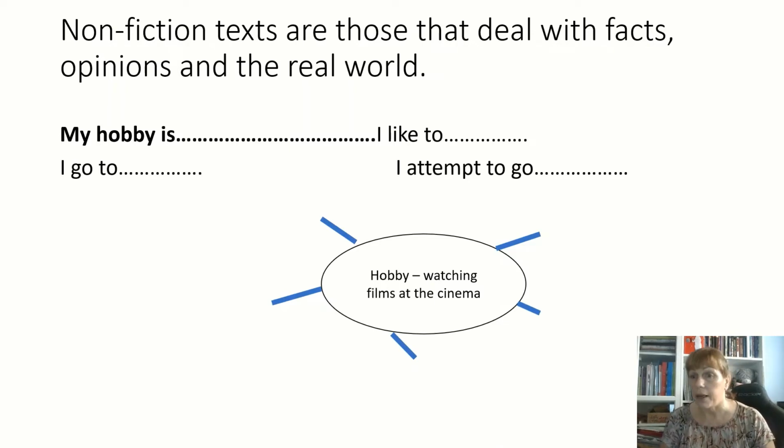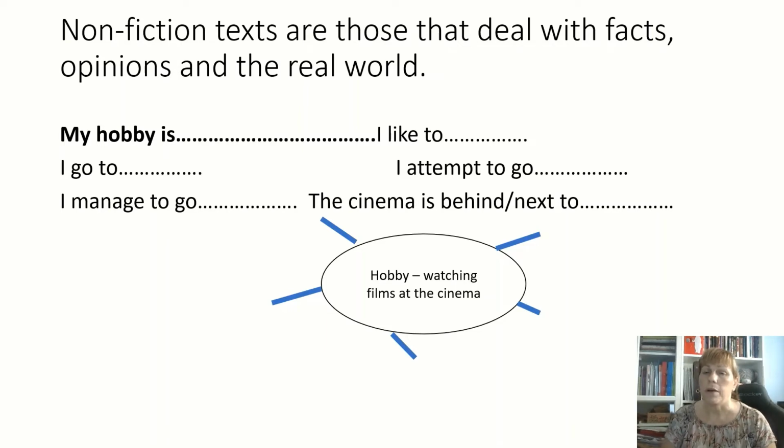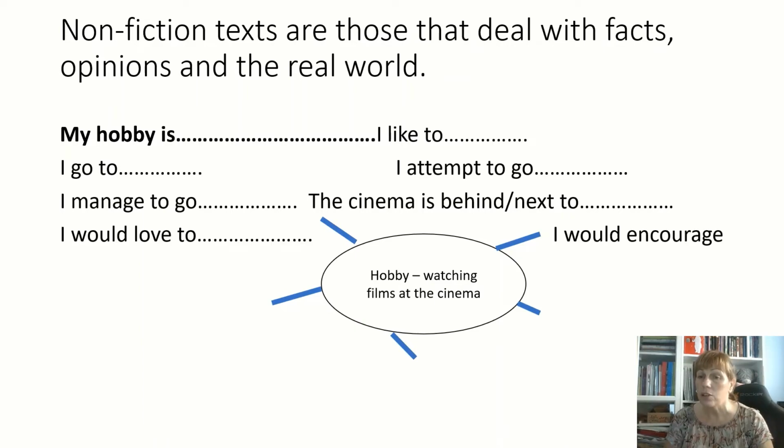But maybe that doesn't happen. So I might say, I manage to go. I manage to go once a month. You also need to write about the cinema itself. Where is the cinema? Is your cinema in London, Birmingham, Sheffield, Newcastle, your local town? Whereabouts is that? Where is the building? Is it close to the shops, behind the shops, next to something of importance?